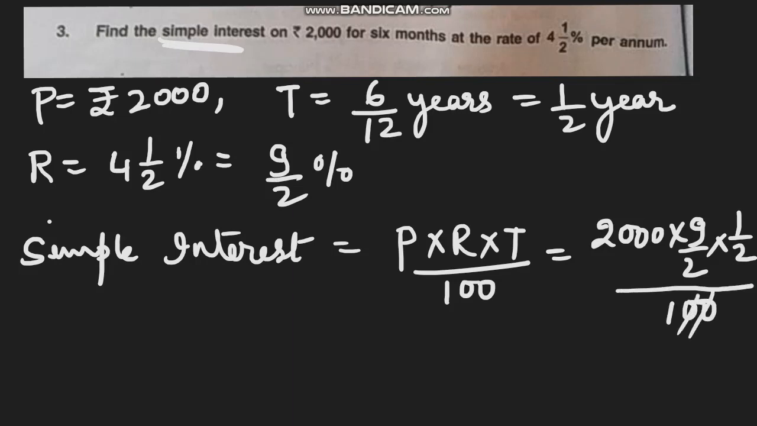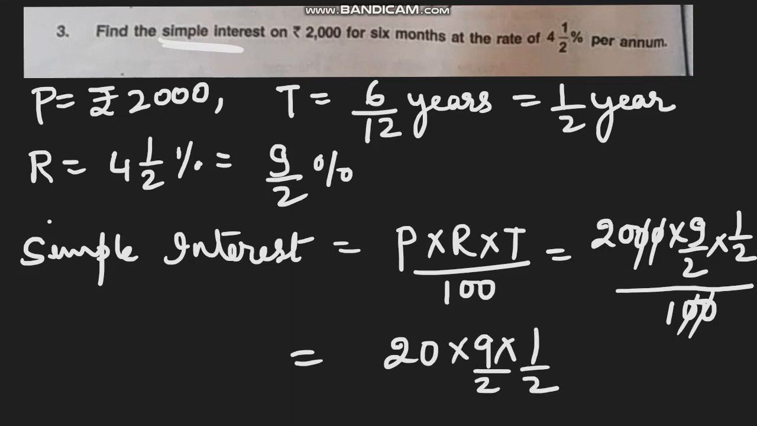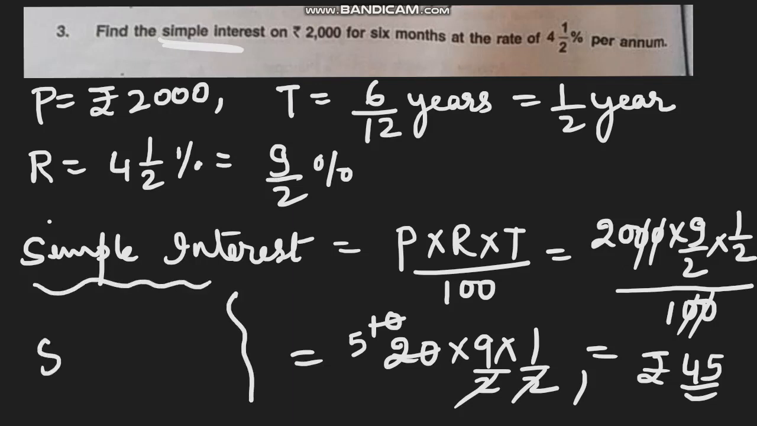अब ये 100 के दो जीरोस को हम 2000 के दो जीरोस के साथ आराम से काट सकते हैं. Now we are left with 20 into 9 into 1 by 2 into 2. कितना हो जाएगा 9 by 2 into 1 by 2. Now see 2 1s are 2 and 2 10s are 20. Again 2 1s are 2 and 2 5s are 10, 20. क्या बच गया हमारे पास 5 into 9, that is rupees 45. So the simple interest on rupees 2000 for 6 months at the rate of 4.5% per annum is rupees 45. So SI is equal to rupees 45.